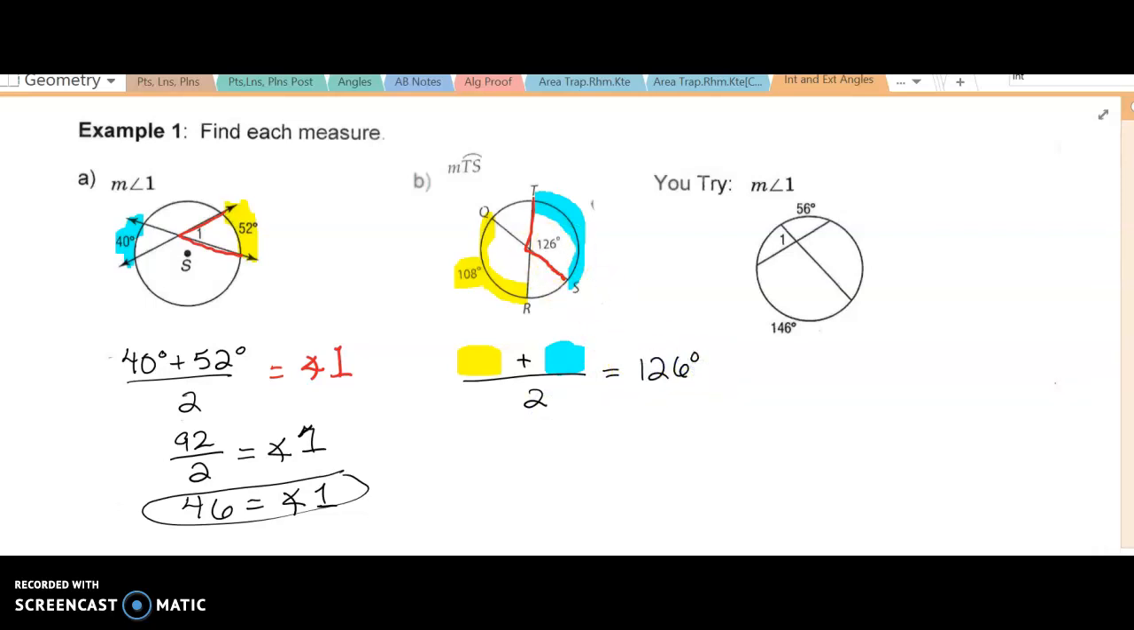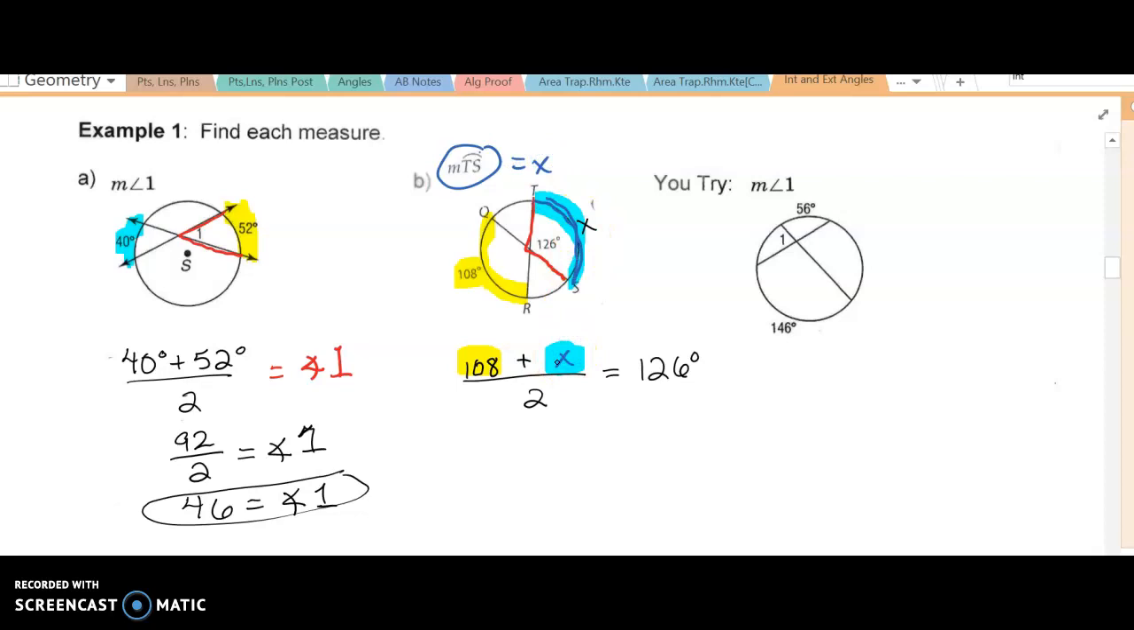So let's fill in what we know. We know the 126 was the interior angle. I keep wanting to call that the exterior angle. We have 108 for the yellow arc, and we don't know the blue arc. And so when we don't know something, we call it X. And by the way, they even told us TS is what we're looking for. So we're just going to call that X.